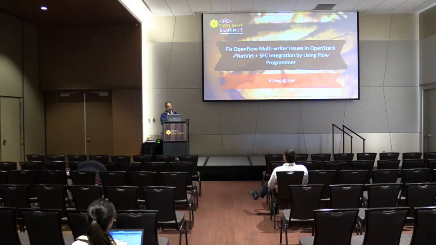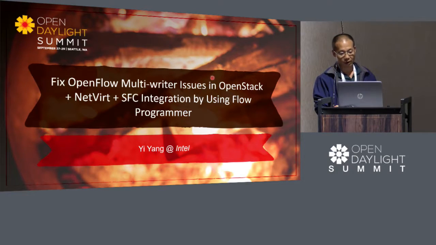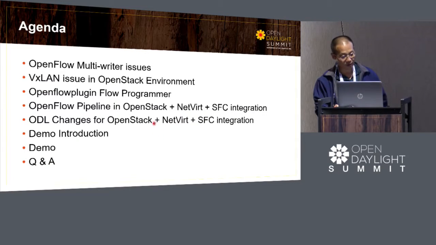My topic is fixing OpenFlow multi-writer issues in an OpenStack integration environment by using the Flow programmer. In this talk, I will introduce what OpenFlow multi-writer issues are and what the VxLAN issue is. Then I will introduce the OpenFlow plugin Flow programmer. After that, I will illustrate the OpenFlow pipeline in this integration and introduce what changes we made for this integration. Then I will show a demo.